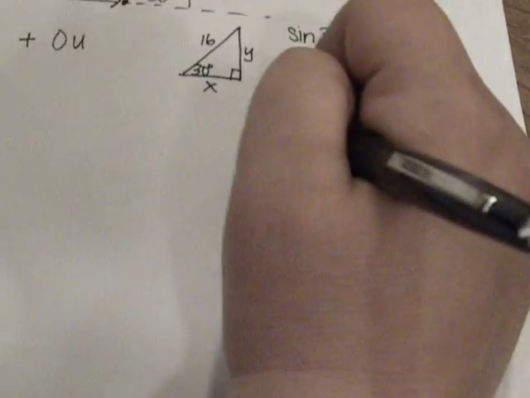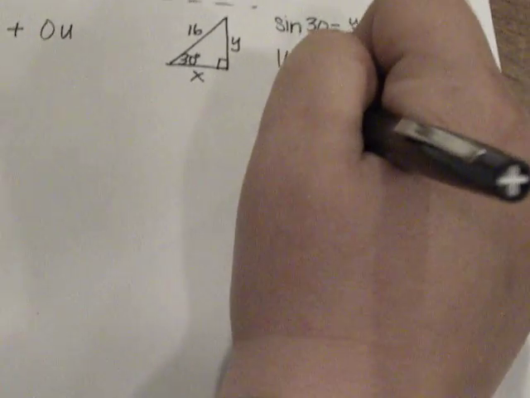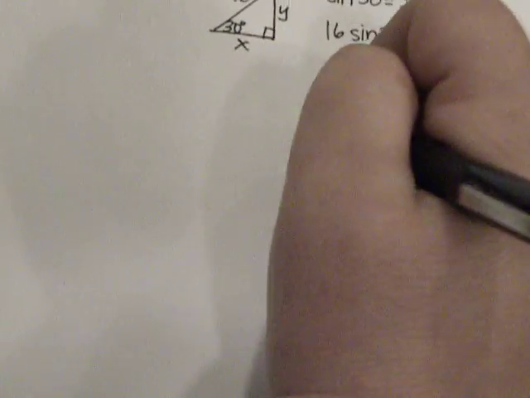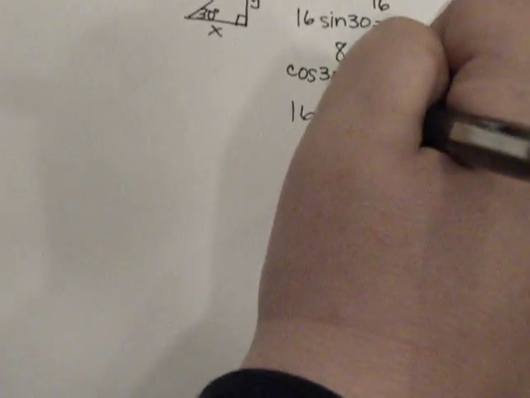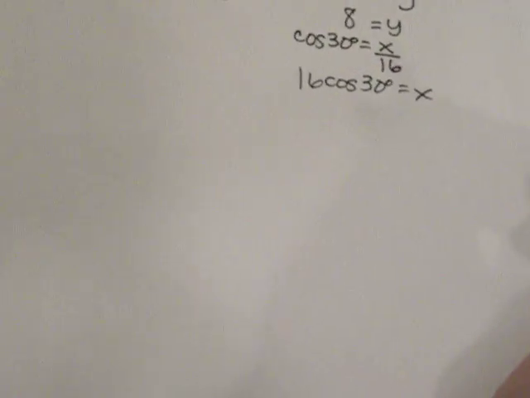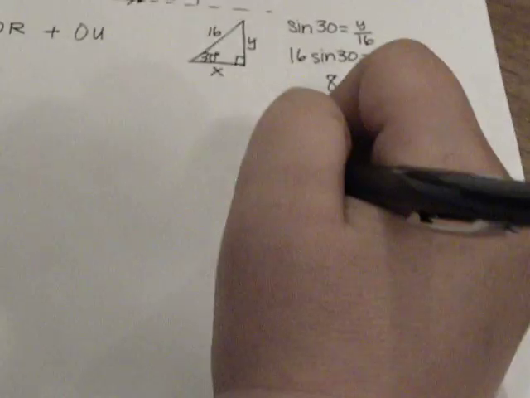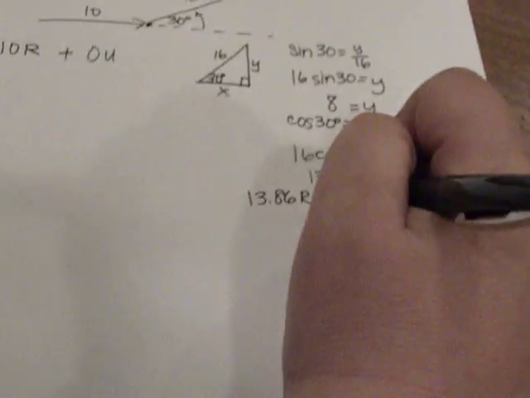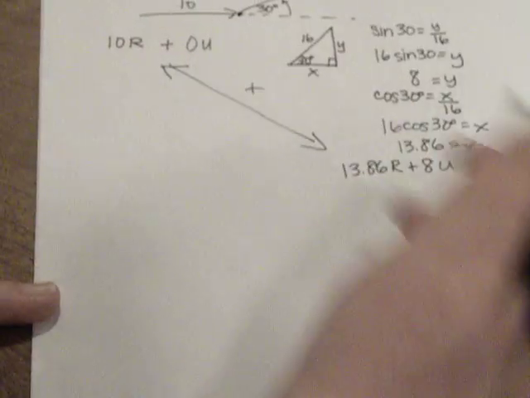Okay, now we'll do cosine. So cosine of 30 degrees is adjacent over hypotenuse, so that's x over 16. 16 cosine 30 degrees is equal to x. Put that into your calculator. You get approximately 13.86 is x. So now we can figure out it's going to the right and it's going up. So it's positive and positive, 13.86r plus 8u.